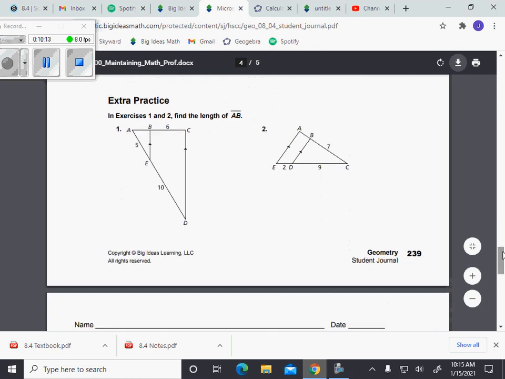Let's get into some extra practice here. Find the length of AB. So here we know that 5 over 10, using our parallel lines theorem that we just learned above, is equal to AB over 6. Cross multiply, we get 30 is equal to 10 times AB. Divide by 10, we get 3 is equal to AB.